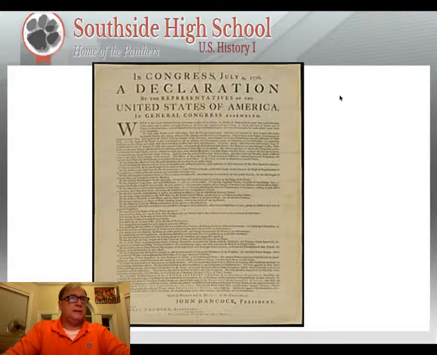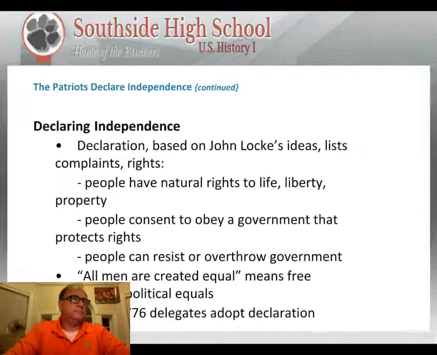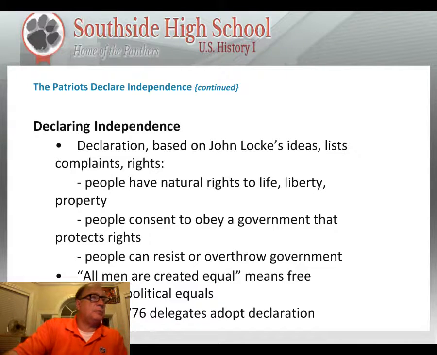Here's a picture of the actual Declaration of Independence. Not the one handwritten by Jefferson, but one of the ones drafted by the Congress itself. As you can see, people have basic natural rights to life, liberty, and property. People consent to obey a government that protects those rights. All men are created equal means free citizens are political equals.